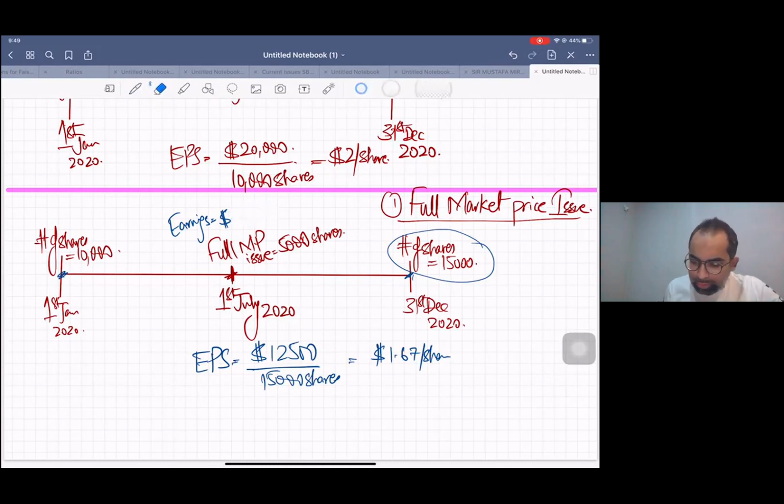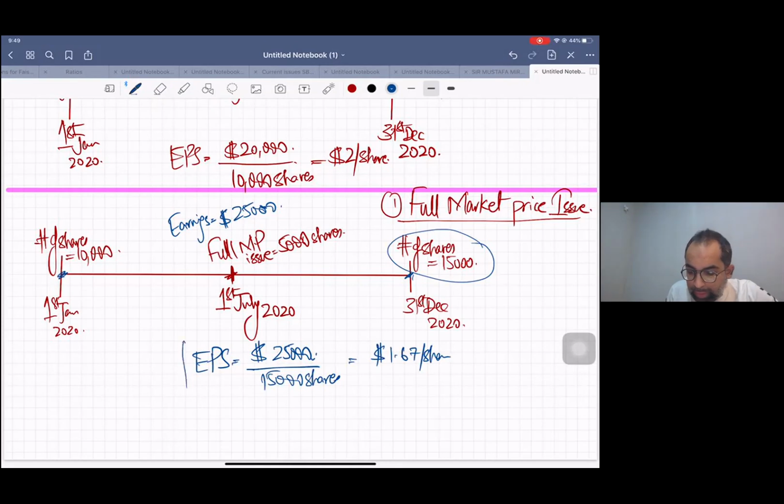Make the earnings 20. I'm going to change the earnings. Make the earnings 25,000, okay? Now do it. 25,000 divided by 15,000 is how much? It's 1.67, okay? Now, 1.67 per share.